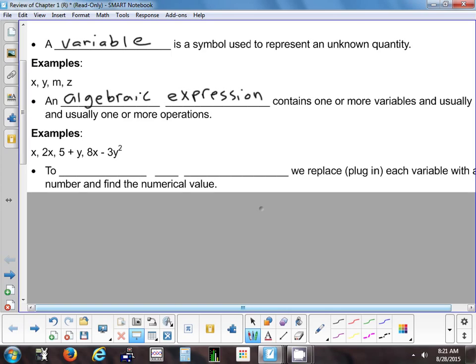All right, the next one. Let's fill in this word. It says to blank and blank: we replace or plug in each variable, or each letter, with a number. What do you call that when you take a number and plug it in for a variable? The second word here we've already seen today. It's one of the words we used up above. This first word is a new word.